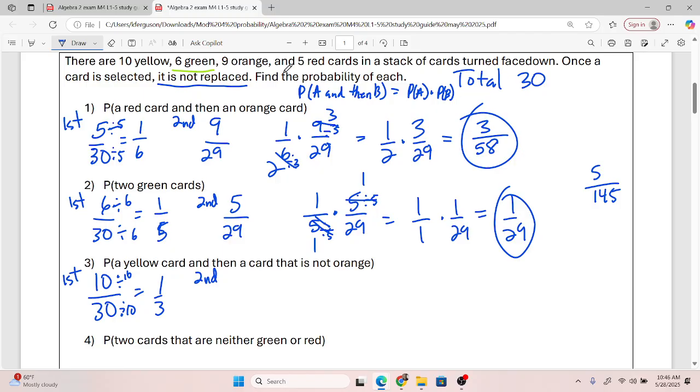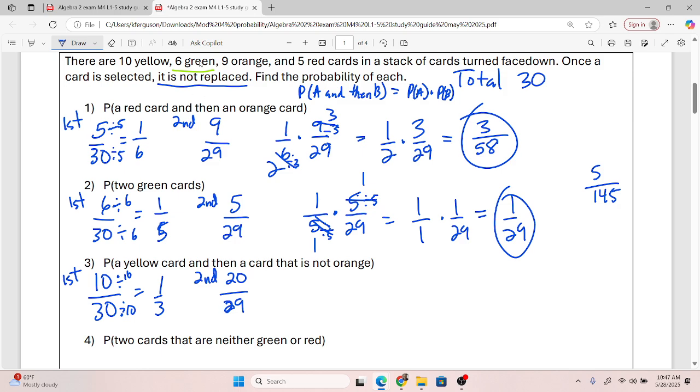But the thing is, we already pulled out a card that wasn't orange. We pulled out a yellow card. So that means the number of total cards that are not orange went down. It went down to 20. So it's 20, but it's 20 out of what? It's not 20 out of 30 because we pulled one card out. It's 20 out of 29.